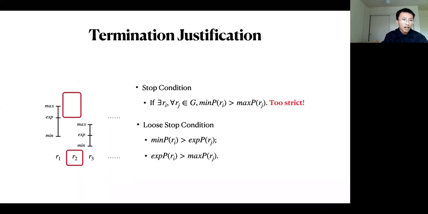First, if there exists a room Ri whose min probability is greater than the expected probability for all the other rooms Rj, then we can stop the algorithm. Or if there exists a room Ri whose expected probability is greater than the max probability for all the other rooms, then we can also stop the algorithm.